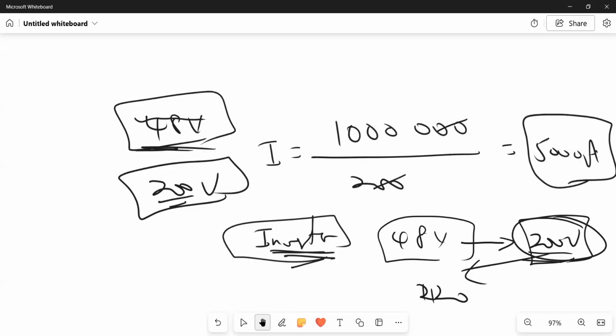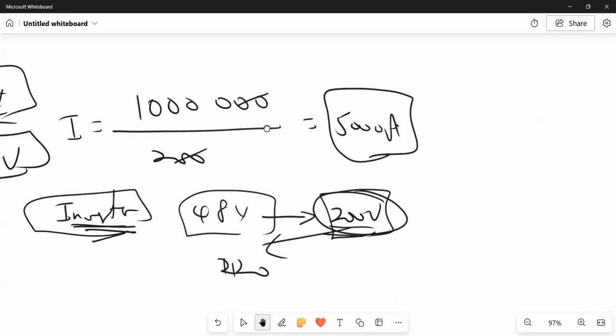So keep the relationships we talked about. P equals what? P equals IV, P equals I squared R, this kind of thing. P equals what was it? E squared over R, was that one of them? Yes. Know how to use these formulas, and also that you can do basic calculations with electrical systems and circuits.